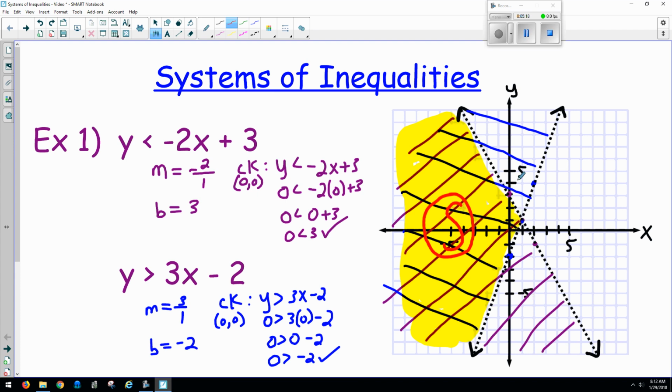So even though we do have a section over here that has some shading in it, we have a section here that has some shading in it, the solution is only where the two shades overlap. And so we're going to go ahead and continue talking about this in class.